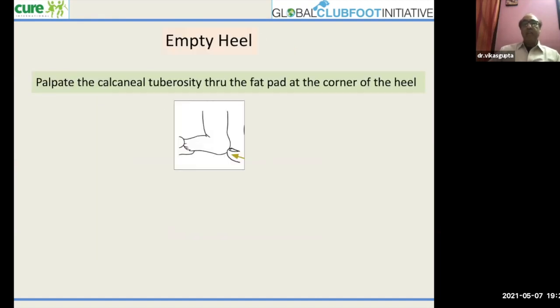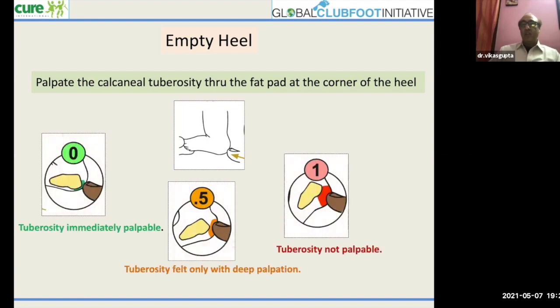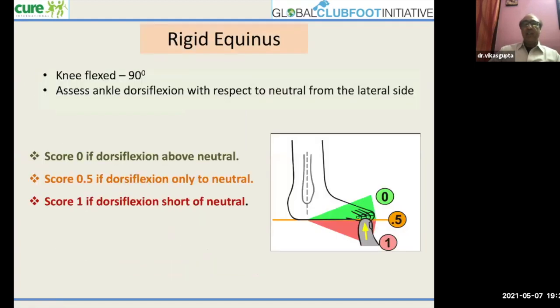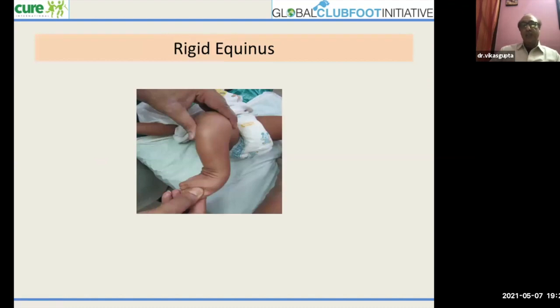Okay. Now the empty heel. What you do in this is palpate the calcaneal tuberosity through the fat pad at the corner of the heel. In a clubfoot, we know there is an equinus deformity of the calcaneum. So if the tuberosity is not palpable, it is given a score of 1. On deep palpation, if the tuberosity can be palpated, it is 0.5, and 0 means you can palpate it immediately. Rigid equinus is very easy to understand. It has to be done with the knee flexed 90 degrees. If dorsiflexion is above neutral, it becomes a 0, short of neutral becomes a 1, and neutral becomes 0.5. Now, what is this? The score would be 0.5, because now the foot is ready for the tenotomy.